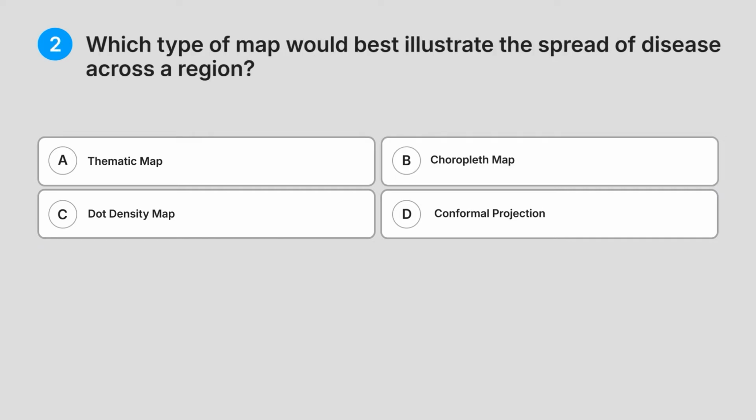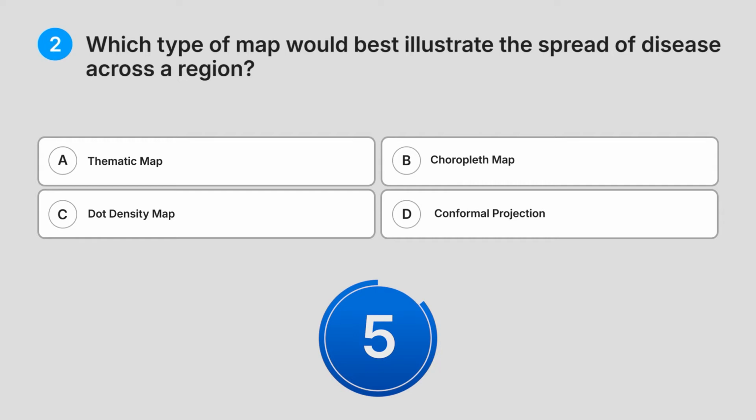2. Which type of map would best illustrate the spread of disease across a region? A. Thematic map. B. Reference map. C. Literal map. D. Conformal projection. Do you know the answer?